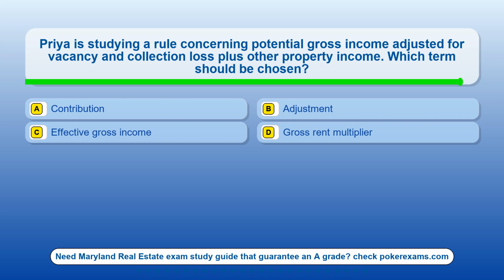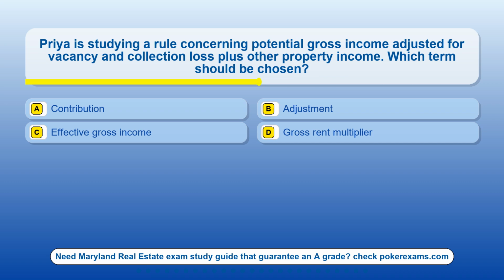Question 9. Priya is studying a rule concerning potential gross income adjusted for vacancy and collection loss plus other property income. Which term should be chosen? Option A, contribution. Option B, adjustment. Option C, effective gross income. Option D, gross rent multiplier.